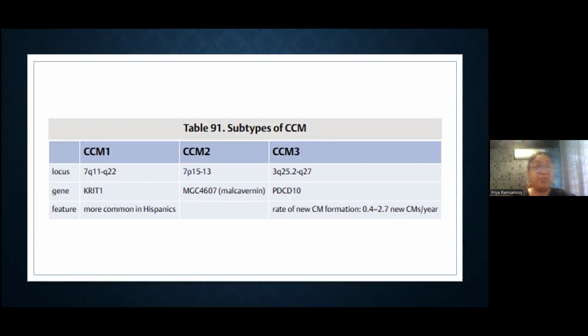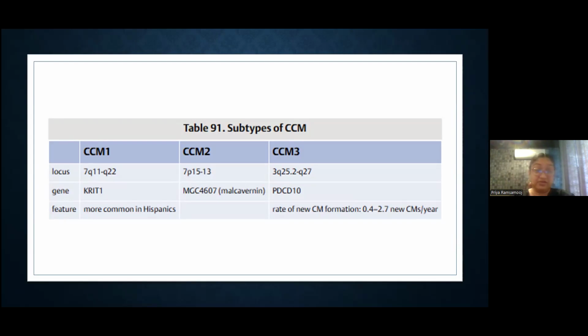But what you need to remember with the subtypes of CCM is that in general, they follow an autosomal dominant pattern, all right? And it's taught that the familial cases of cavernous malformations account for 20% of all cases, right? And remember, these are the genes that we need to be concerned about: KRIT1, MGC4607, and PDCD10, right? And of course, in keeping with the fact that there's a familial component towards it, they also can be found in genetic syndromes and conditions such as hereditary hemorrhagic telangiectasia, right?